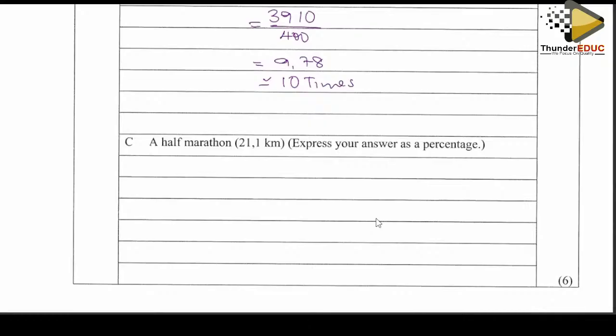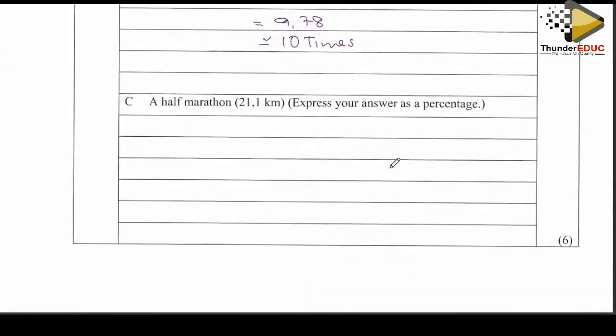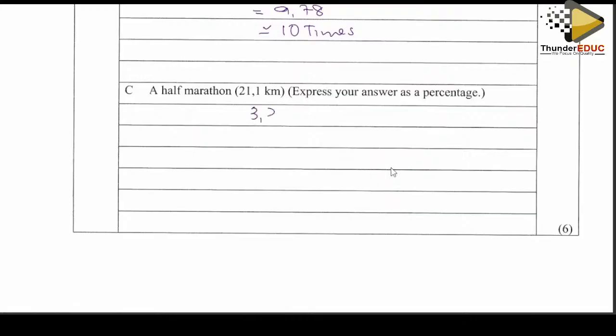Half a marathon. Express your answer as a percentage. This one here, we can leave it because they're both in kilometers, but as a percentage now, what are we going to do? We shall say it's 18.533%, which is approximately 19%.